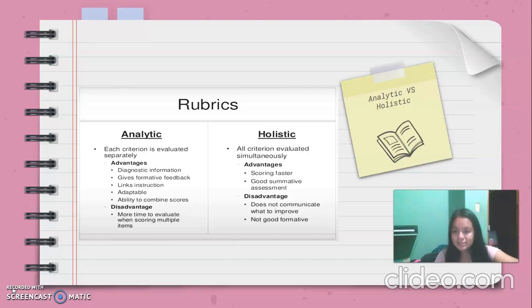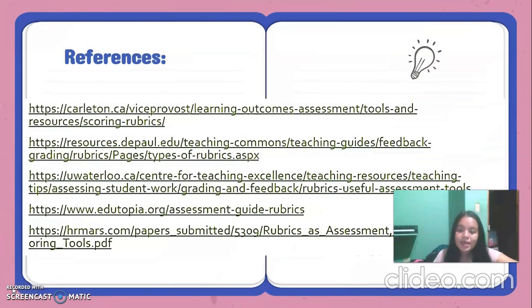On the other hand, advantages and disadvantages. As we can see, for example, in analytical rubrics we have advantages: diagnostic information, informative feedback, links to instruction, ability to combine scores. For example, holistic rubric advantages: faster scoring, good for summative assessment.